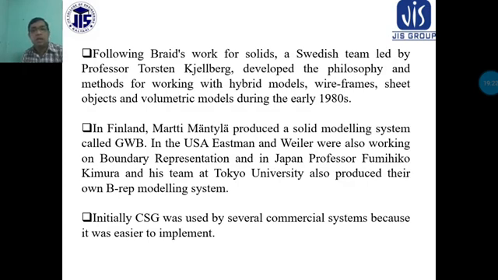Basically, constructive solid geometry was introduced first, and it is very easy to implement. When one process is easier than another process, it is very easily accepted. That is why industry used constructive solid geometry initially.